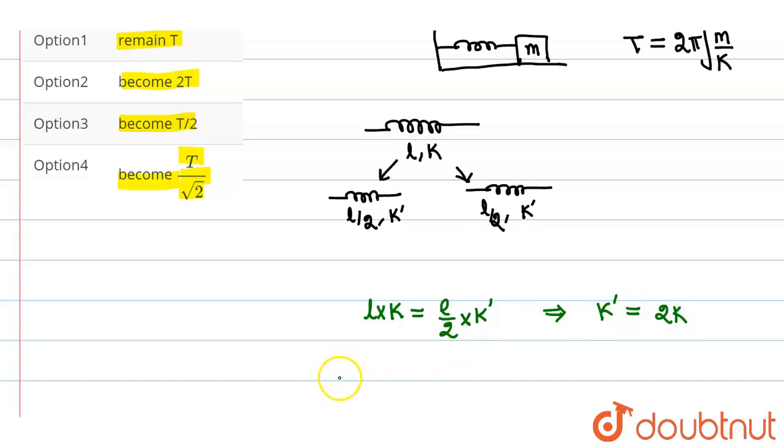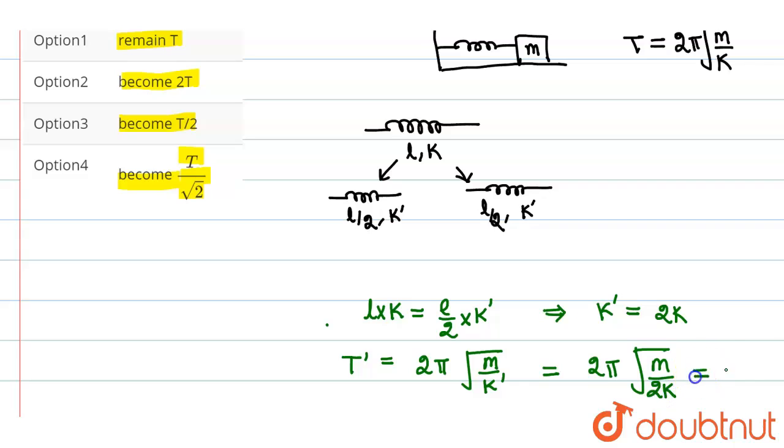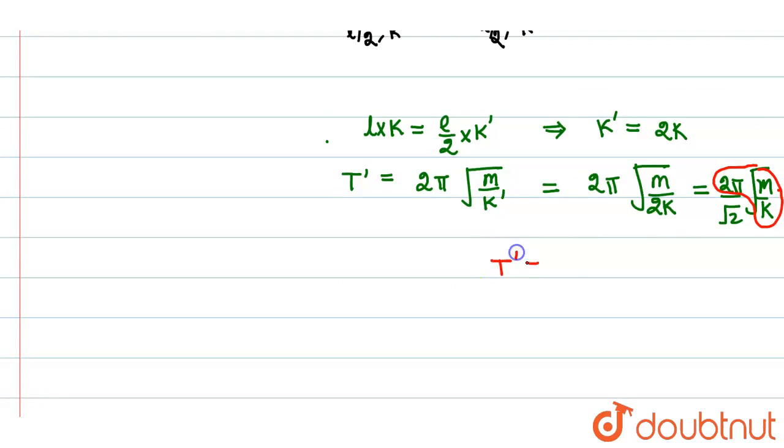Now putting this value, the new time period T dash comes out to be 2 pi root m by k dash. The value of k dash is 2k, so this is 2 pi root m by 2k, and this equals 2 pi root m by k divided by root 2, and the value of 2 pi root m by k is T. So the new time period T dash becomes T by root 2. So the correct option is option 4.